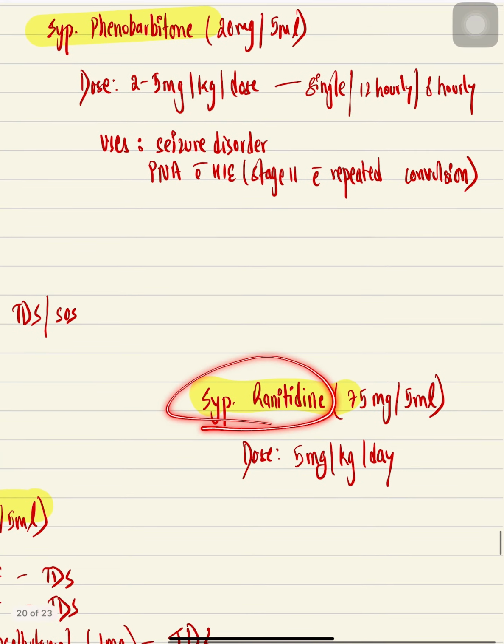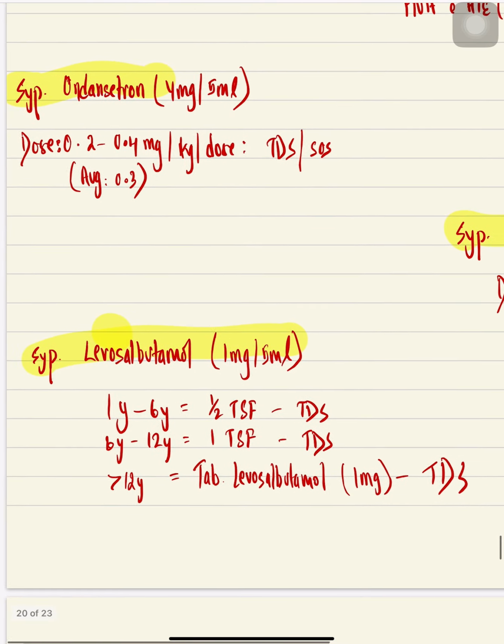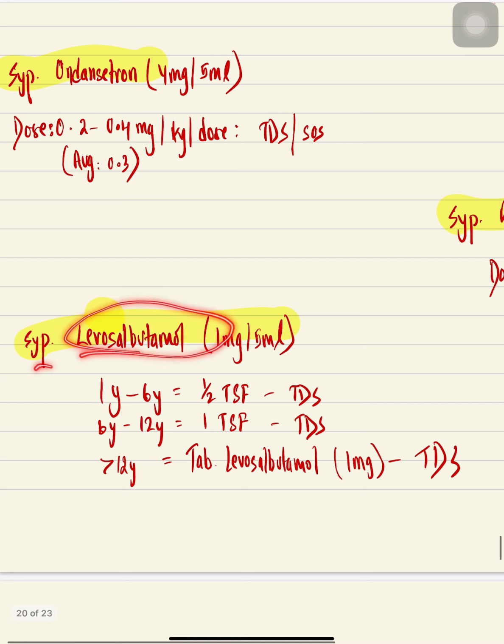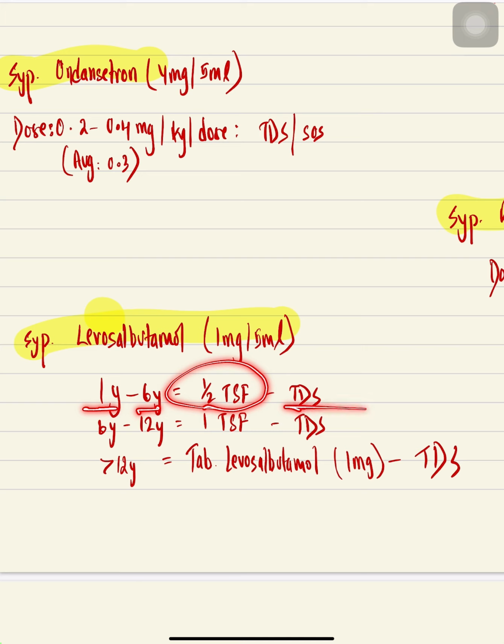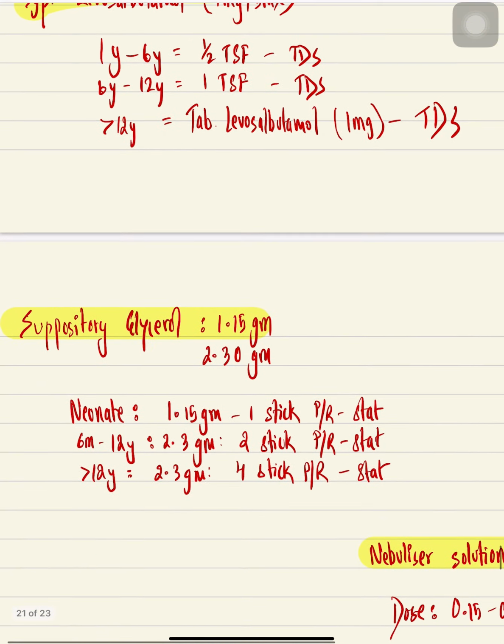Syrup ranitidine 75 mg over 5 ml. The dose is 5 mg per kg per day. Syrup salbutamol 1 mg over 5 ml for 1 year to 6 years, half TSF TDS. For 6 years to 12 years, 1 TSF TDS. For more than 12 years, tab salbutamol 1 mg TDS can be given.